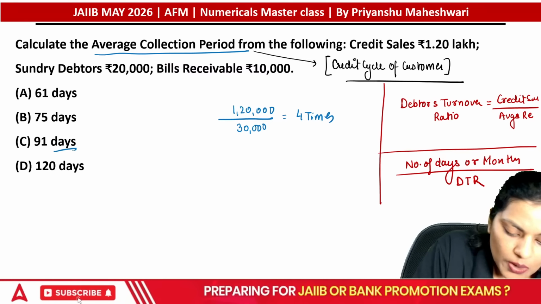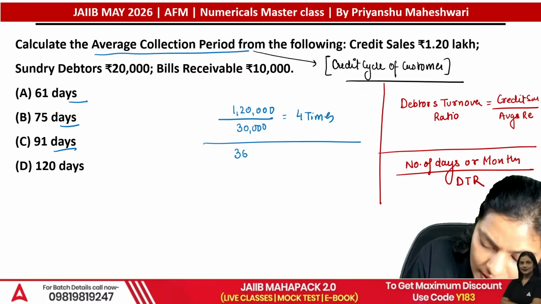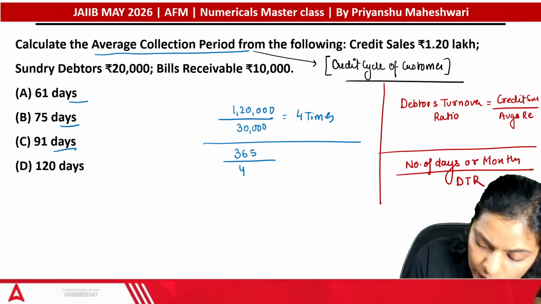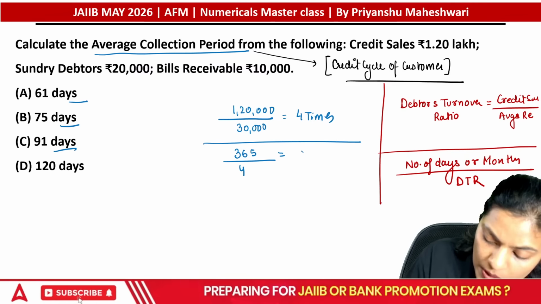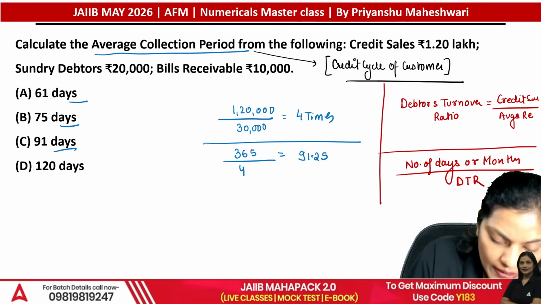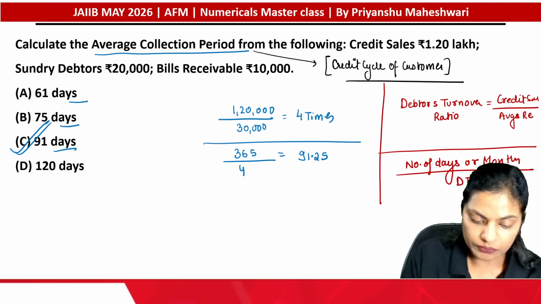Now, see the option. The question is asked in days. What will I have to do? I'll take 365 days upon 4. 365 divided by 4 is equal to 91.25 days. I can write it as 91 days. Correct? Done?